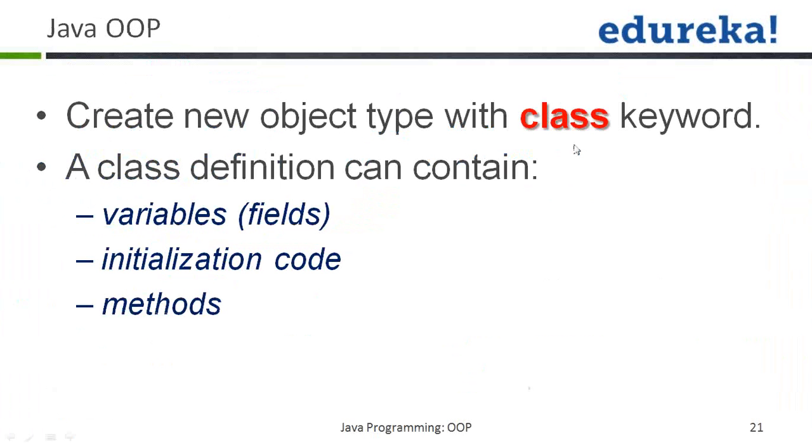Moving on. Now, you create a new class using the class keyword. You must have figured that out by now. Simply write the class keyword and then give the class name, open the curly braces and close the corresponding curly braces. Now a class definition can contain three things. It can contain variables, which are also called fields in Java, initializing code, and methods within your classes. We still have to understand what a method is. Like the main method, you have got a main method in your class. Similarly, you can create your own methods.